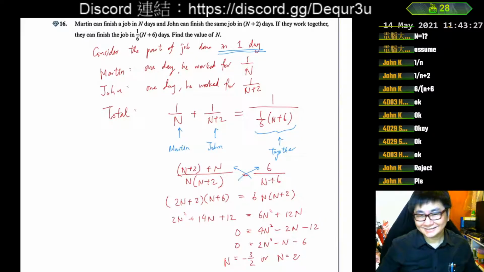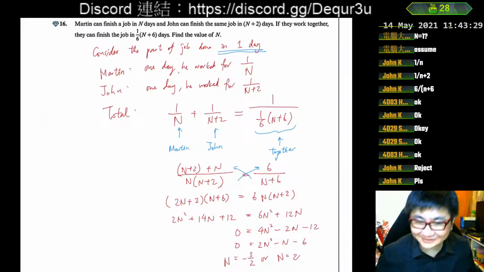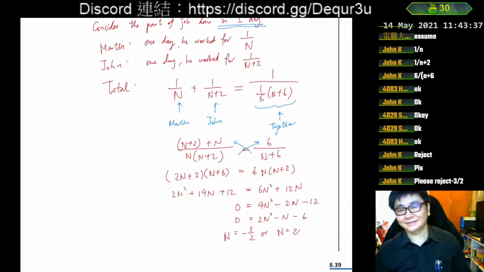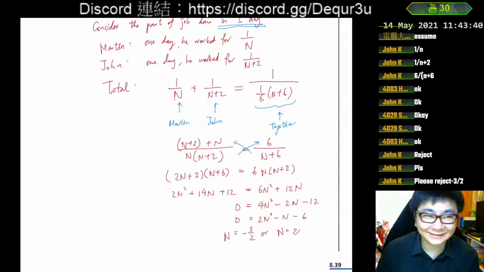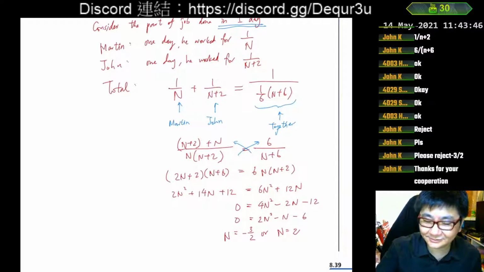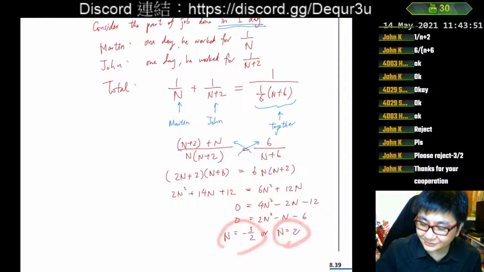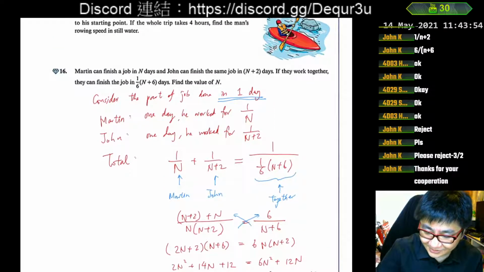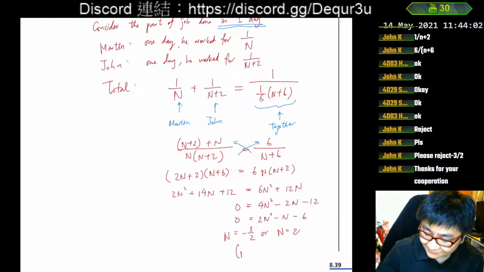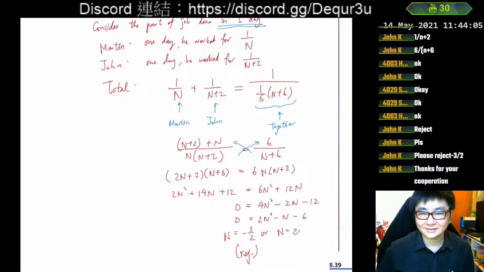Oh yes, that's right. John, that's very good. Reject, yes. Don't just stop after finding n. After finding n, remember to put it back into the original situation. That means we have n is negative 3 over 2 and n is 2. Go back to the problem and check. Is n negative 3 over 2 okay? No, of course not. n should not be negative. Therefore, we should reject it. So don't forget to reject the unwanted answer.